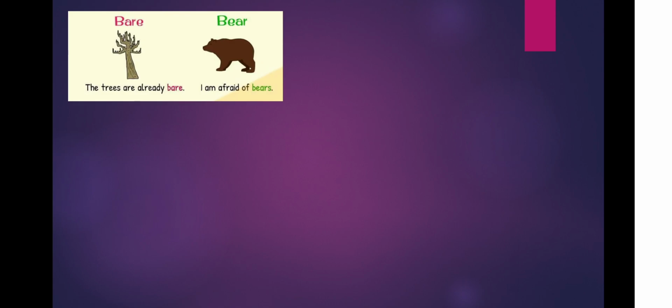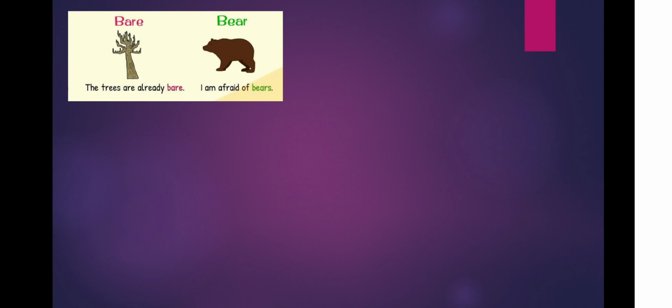So next we are going to bare and bear, right? Bare means not covered. We can see there is an example of a tree, right? There are no leaves on the tree, so that's why it's written here: the trees are already bare, right? On the other side, bear is an animal. It's a big animal, right? I am afraid of bears. I am also too afraid of bears, right?